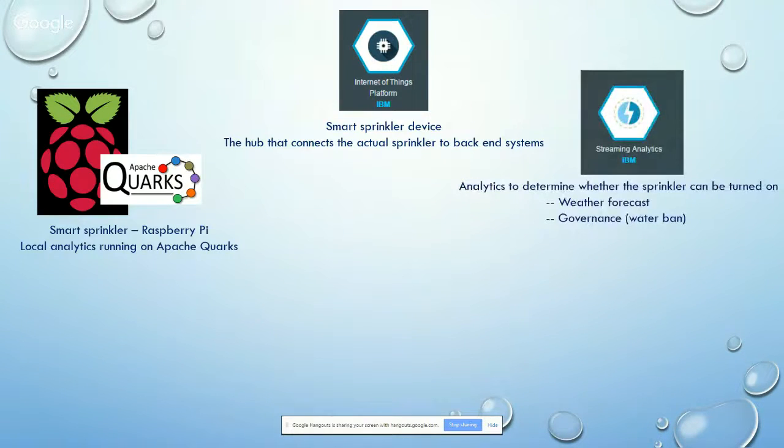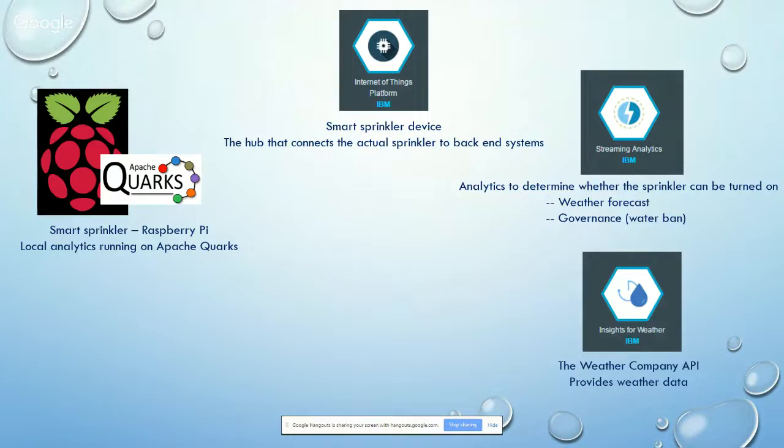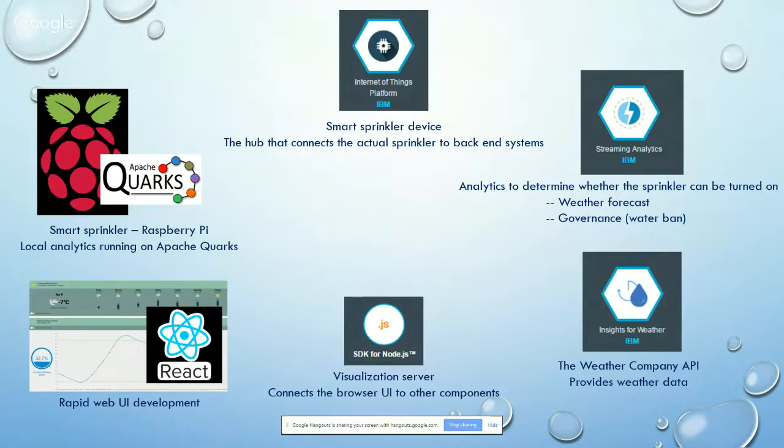For back-end analytics and the business decisions on whether we are going to turn on the sprinkler or not, we use the Streaming Analytics service from IBM, which allows us to do real-time analytics with the data that is coming in and provide a real-time response to the data. To get the weather forecast, we use the Weather Company API, which is Insight for the Weather, which allows us to query the weather forecast for the next 7 days so that we can make a decision whether we will turn on the sprinkler or not. And then for visualization and looking at the data, we use the Node.js server on Bluemix as well as React.js for our web UI.